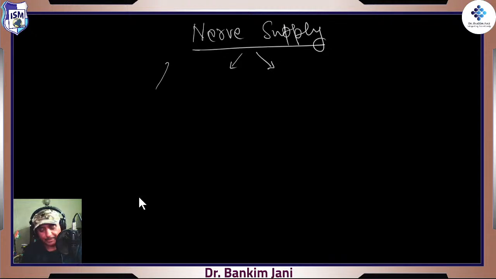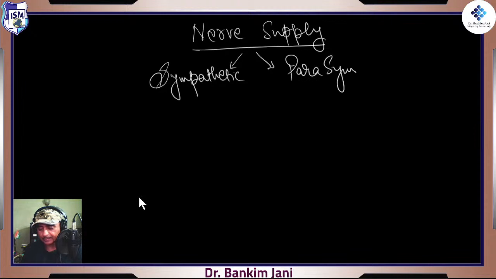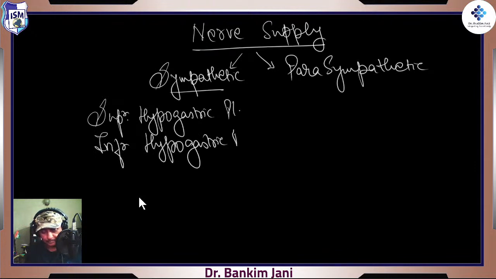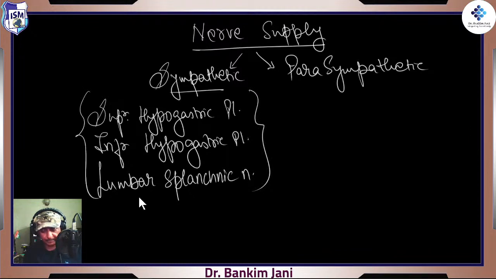So there's nerve supply, and it is sympathetic and parasympathetic, right? And again, there would be joint operation by both of them. For the formation of the sympathetic, yesterday we were talking about the hypogastric plexus: superior hypogastric plexus, inferior hypogastric plexus, and one more thing, the lumbar splanchnic nerve, right? So all of them are handling sympathetic.